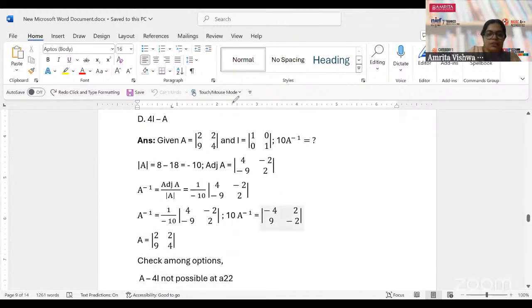Whatever I know, I have written it correctly. I know what is A, I know what is I, and I need to find this thing, 10A inverse. So if I have A, I'll be able to find the determinant. It's just 8 minus 18 and it's going to be minus 10. I need to find A inverse. It is adjoint A by determinant A. So I have to find adjoint A. So it's going to be 4, 2, minus 9. I've just exchanged it. So A inverse is going to be adjoint A by determinant A. So 1 by minus 10 into this one. This is going to be A inverse.